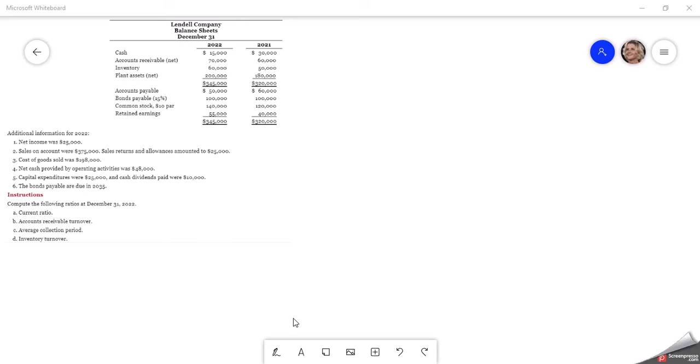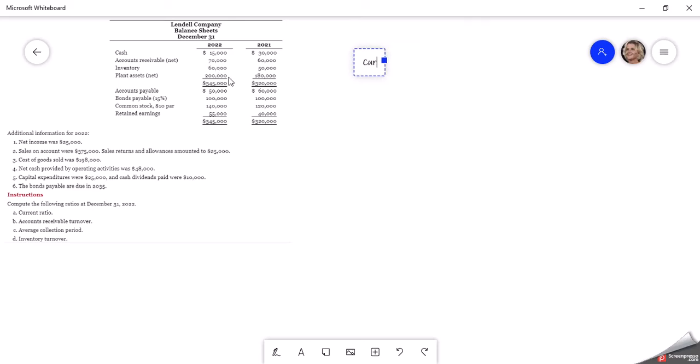Okay, in this video, we're going to go through some of the ratio computations. So we have the company's balance sheet for 2 years, and then we have some additional information that we may need when we're trying to prepare these ratios. So the first ratio is the current ratio, and it says to prepare it as of December 31st, 2022. So for us to do that, we just take the ending balance of the current.